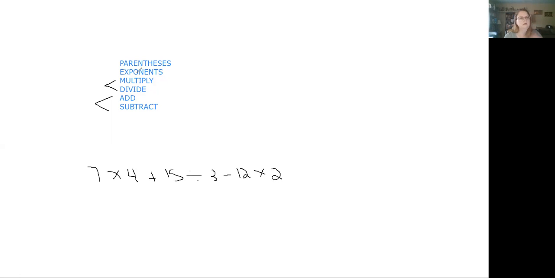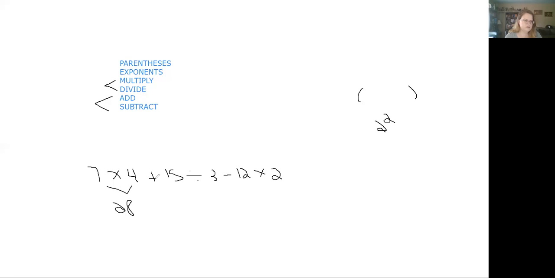Okay, we have no parentheses in this particular equation. We have nothing set aside like that. We also have no exponents in this equation. There are none of these numbers that look like that. So we don't need to do these first two steps because there is nothing there to do. So multiply and divide, we're going to do that together, and then we are going to start on the left. We have a multiplication symbol, so we're going to get that done. 7 times 4 is 28.